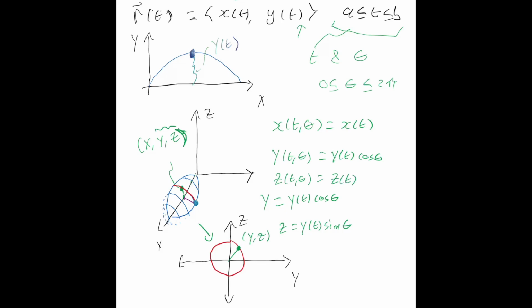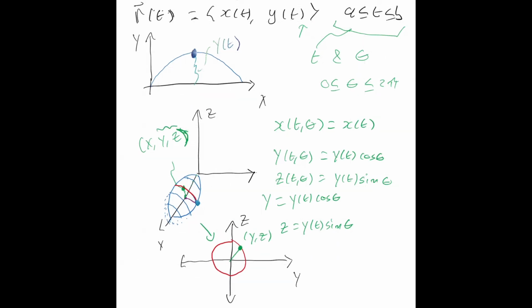And again, the idea is we're just taking the red circle from the surface and projecting it onto the YZ plane, and then using that to write the y and z coordinates in terms of polar coordinates in the YZ plane, and that gives us y of t cosine theta and y of t sine theta for the y and z coordinates. Okay, so this is the parameterization for the surface. X of t theta is equal to x of t, y of t theta is equal to y of t cosine theta, z of t theta is equal to y of t sine theta.